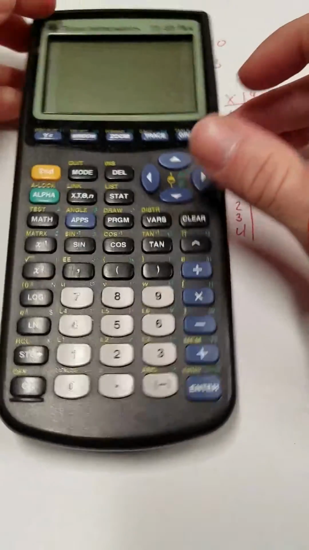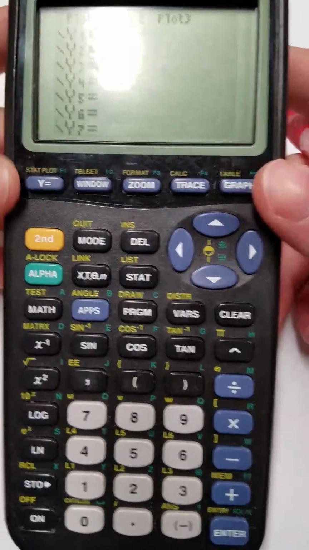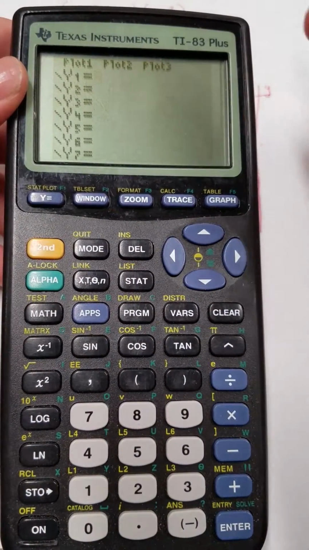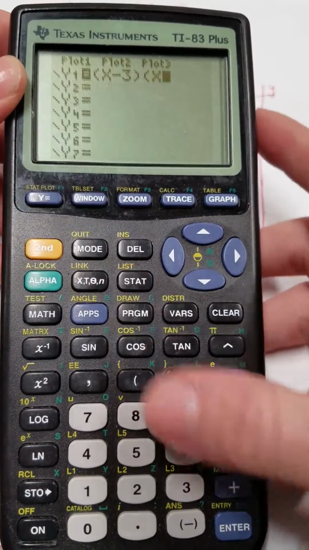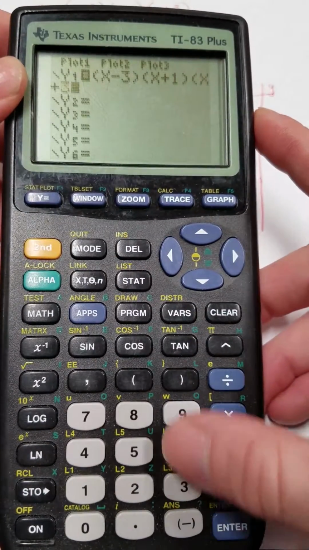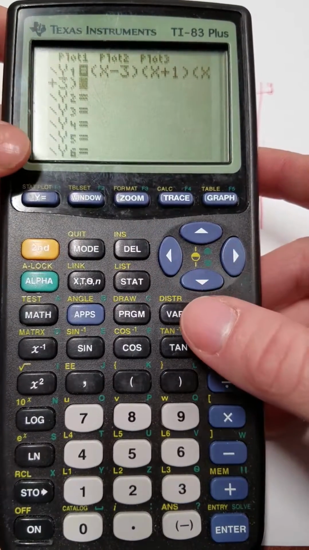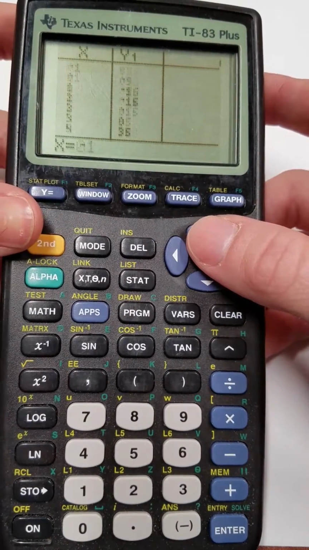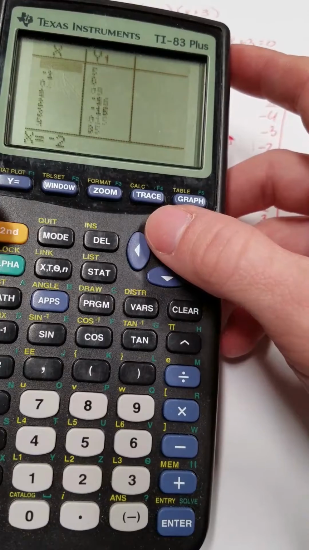Now, take out your calculator. You're going to hit y equals and make sure that there's nothing in there. Type in your function: parentheses x minus 3, x plus 1, and x plus 3. Now, once we have our function in, I want you to hit second table. It's giving you your table of values. All you have to do is match your table up with the table that's already on there.